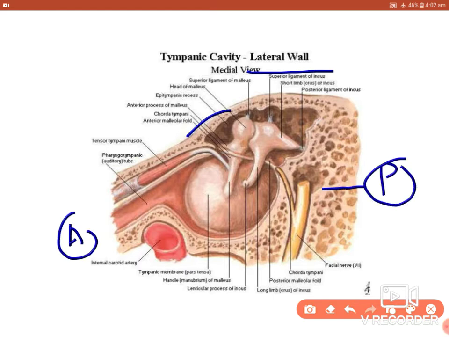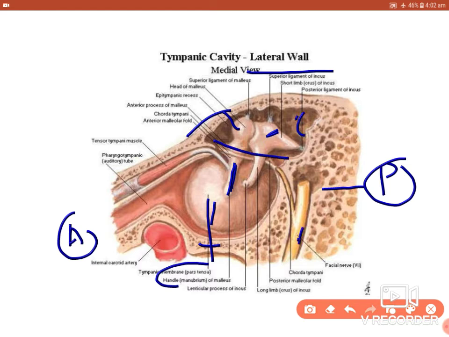Okay, see this is the roof, this forms the floor. You can see the medial surface of the tympanic membrane there. There you can see the attachment, the handle of the malleus attached. This is the malleus, this is the incus, and this part is the epitympanic recess.